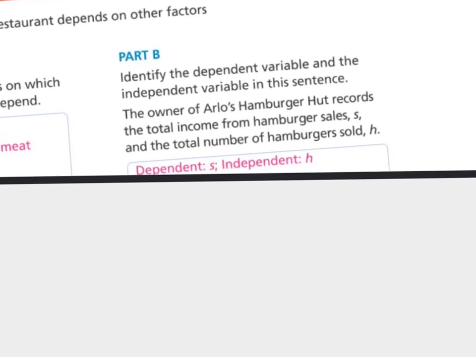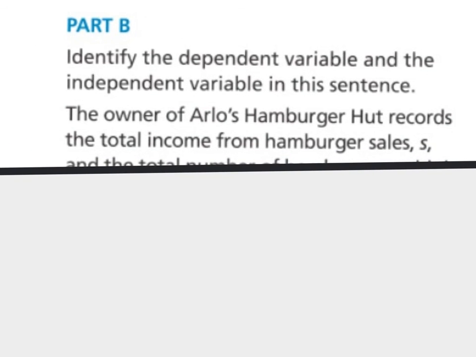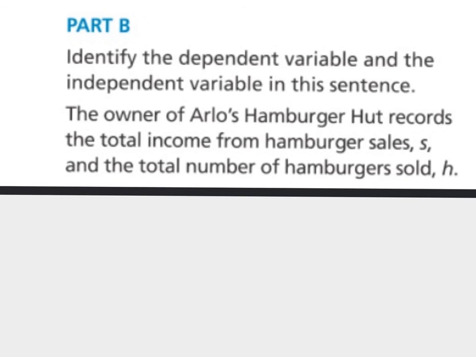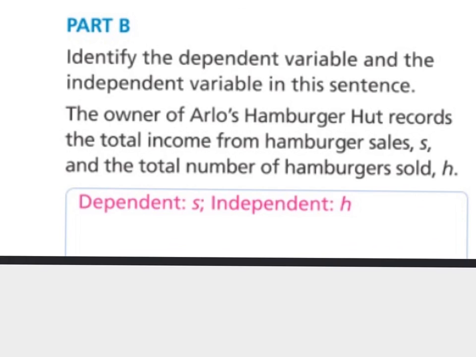And then part B, they want us to identify the dependent variable and independent variable. Owner of Arlo's Hamburger Hut records the total income from hamburger sales S and the total number of hamburgers sold H. So we have to think about, is our income going to depend on the hamburgers sold, or is the number of hamburgers sold going to depend on our income? And for this, dependent would be S. So our income depends on how many hamburgers we sold.